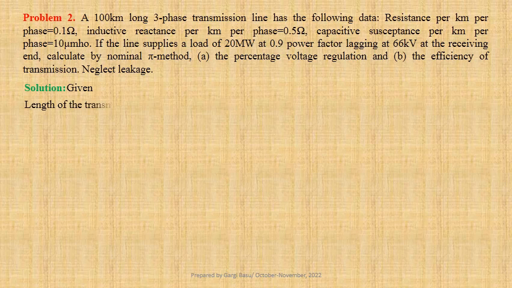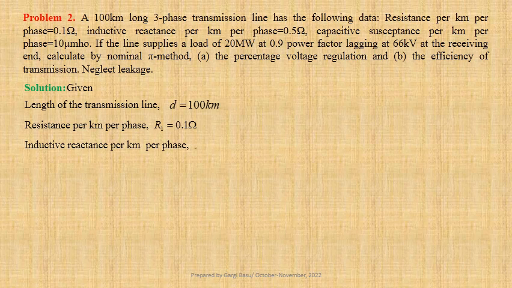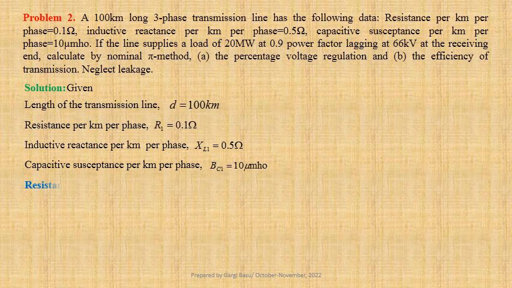Given length of the transmission line D equals 100 kilometers, resistance per kilometer per phase R1 equals 0.1 ohm, inductive reactance per kilometer per phase XL1 equals 0.5 ohm and capacitive susceptance per kilometer per phase BC1 equals 10 micromho. Let us now calculate resistance per phase R equals R1 into D. Using values we get 0.1 into 100, that gives us 10 ohm.